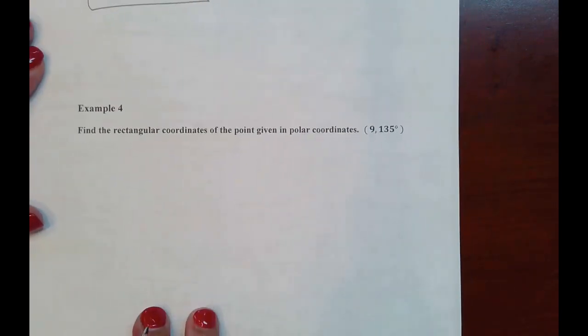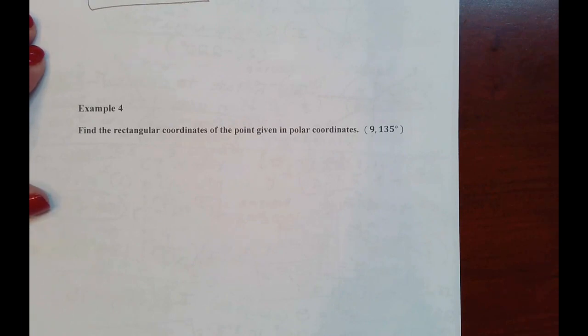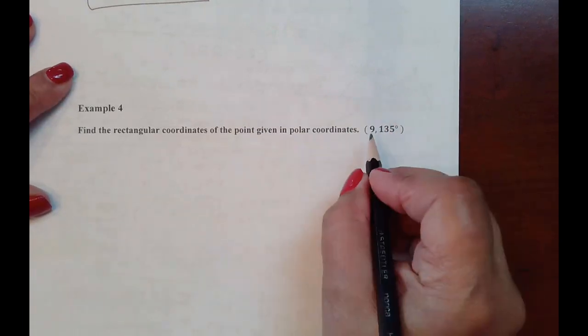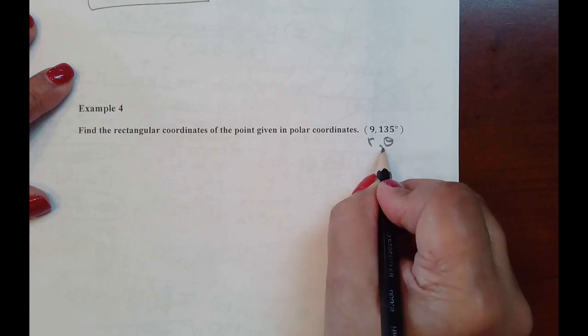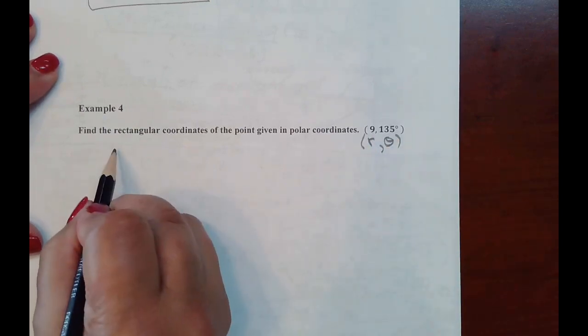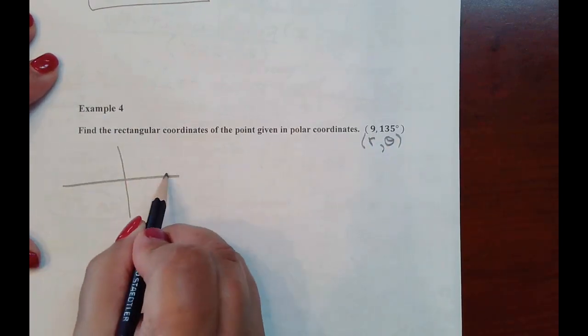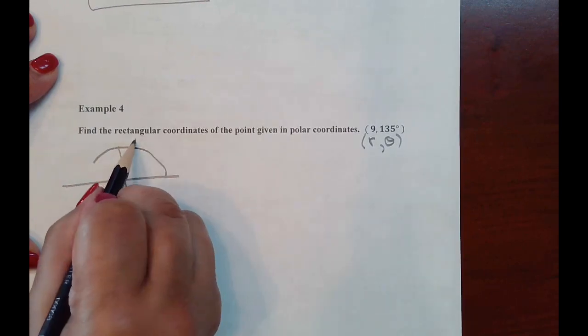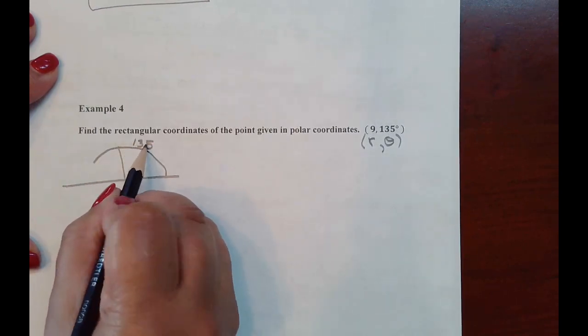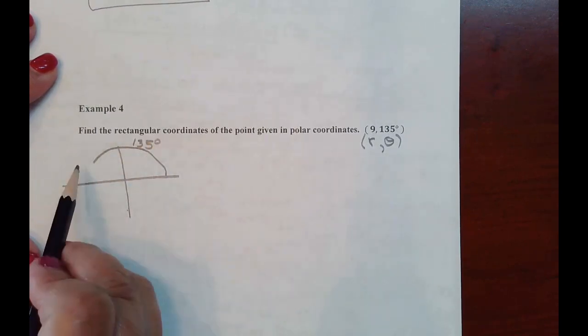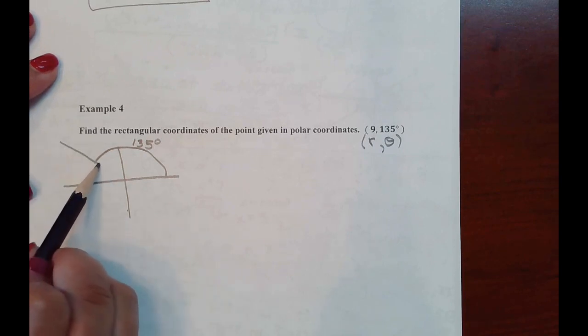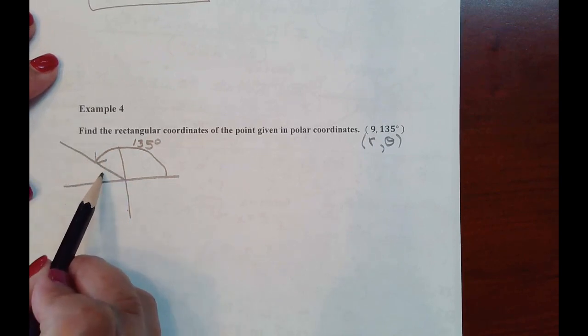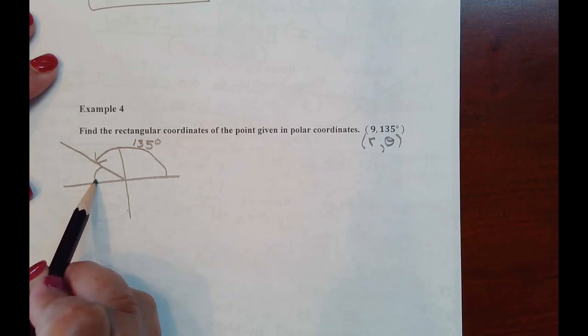Okay, moving to example 4. Find the rectangular coordinates once again for the given point in polar coordinates. This is our R, this is our theta. Okay, so we're going to rotate to 135 degrees. Recognize what that rotation of 135 leaves us with respect to reference angle.